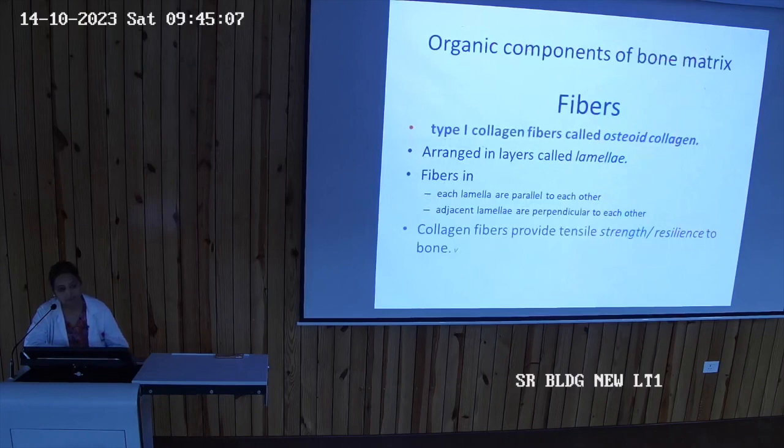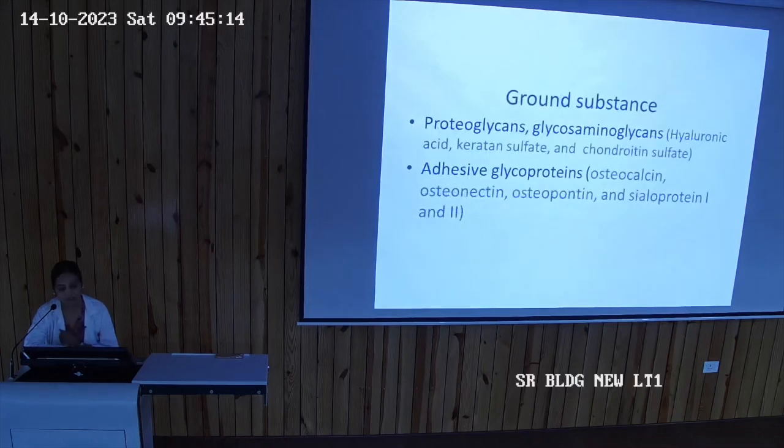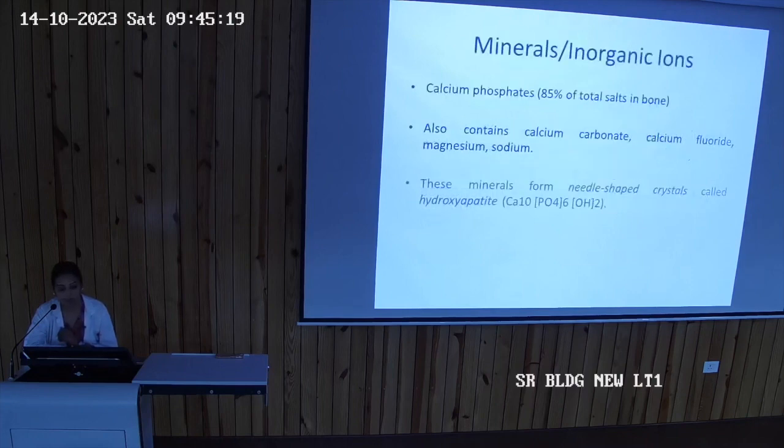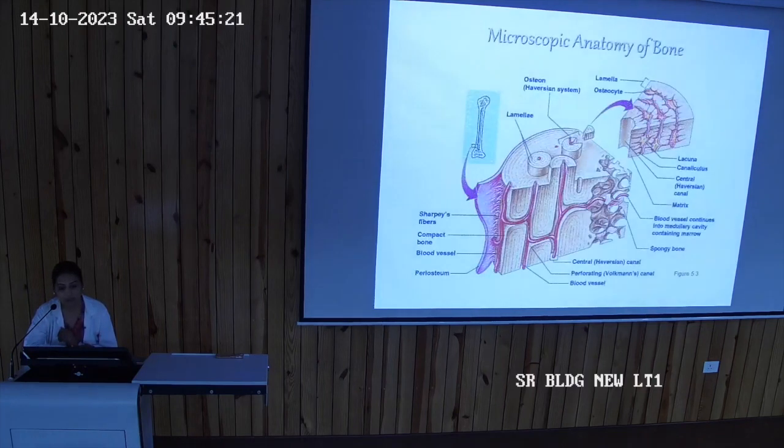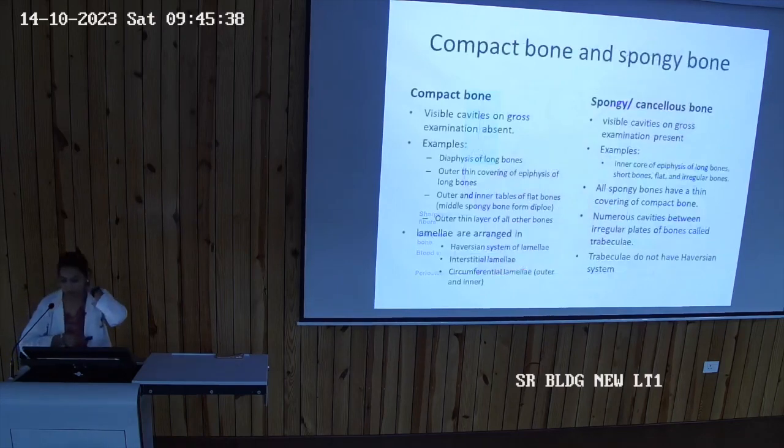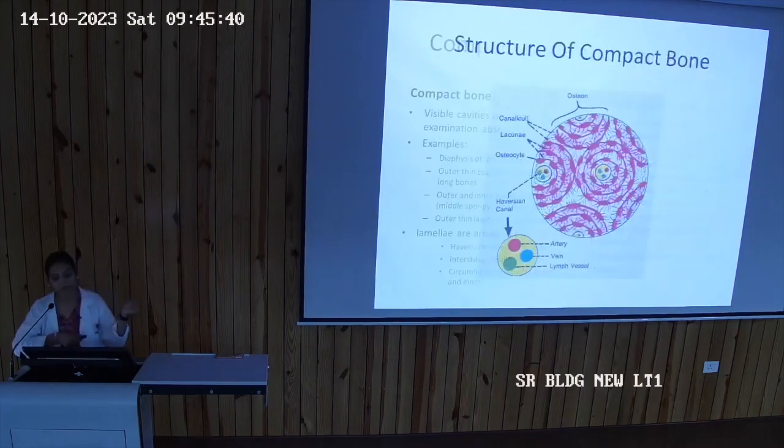Type 1 collagen fibers are present in the compact bones. These collagen fibers provide tensile strength and resilience. Then these are the constituents of ground substance. Now let's move on to the histologic picture, microscopic anatomy. What is the important feature here in the histology of compact bone? Histology of compact bone: Haversian system. Okay? This we will take afterwards.